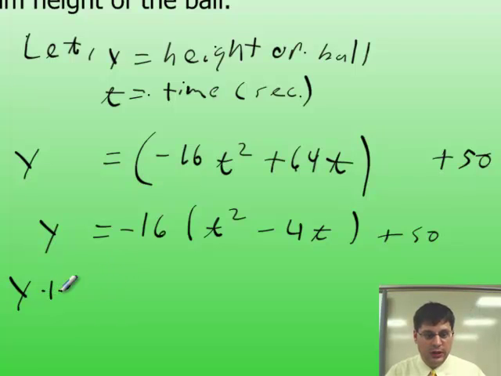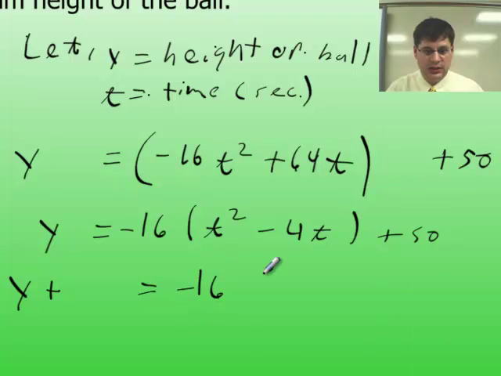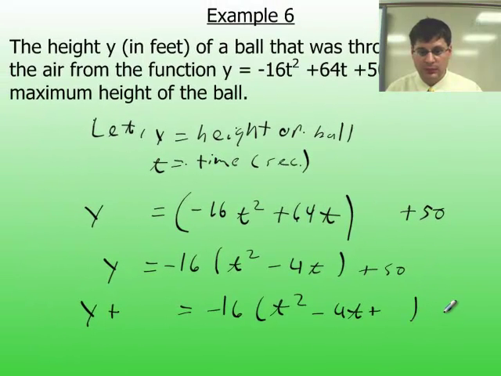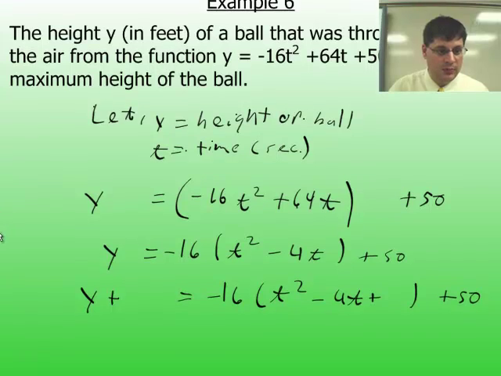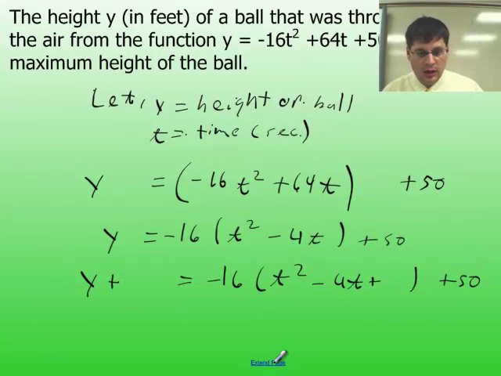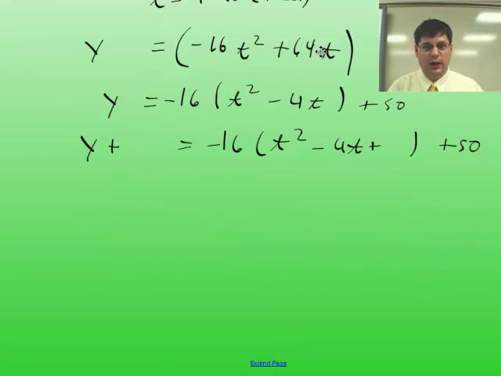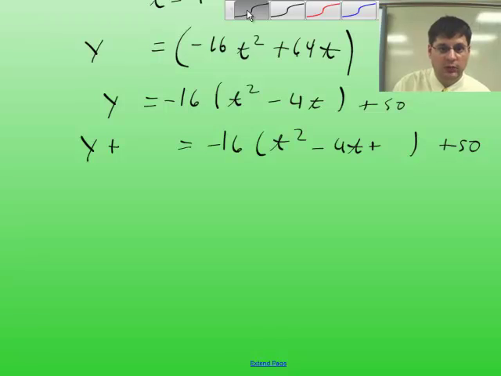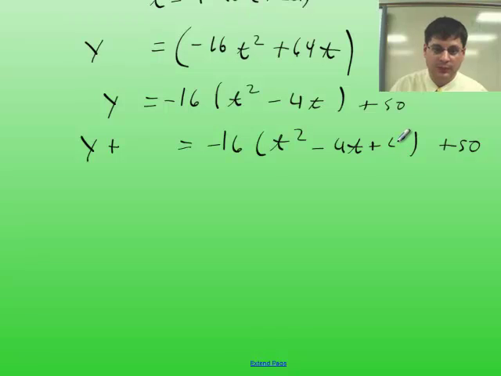Now I need to complete the square, so I'm going to say y plus something is equal to negative 16 times t squared minus 4t plus something, and then plus 50. I want to be careful with this one because I'll complete the square just fine. I'll say, okay, well, 4 divided by 2 is 2 squared. It's going to give me 4.